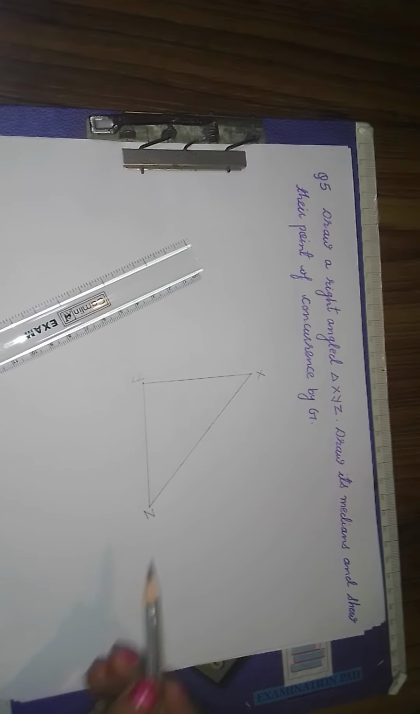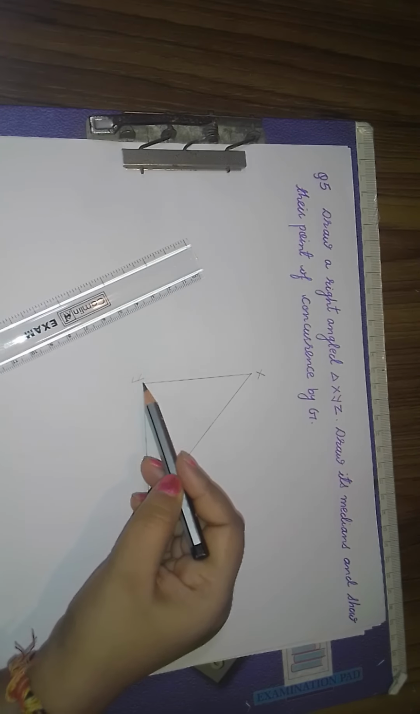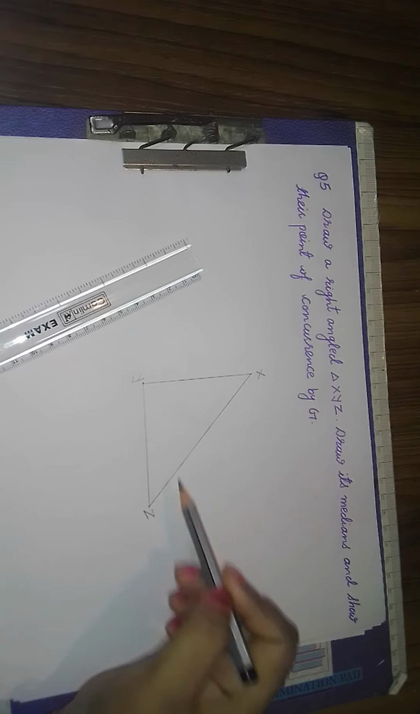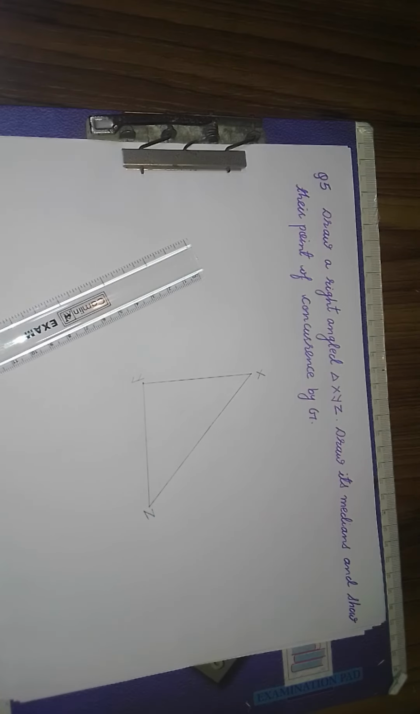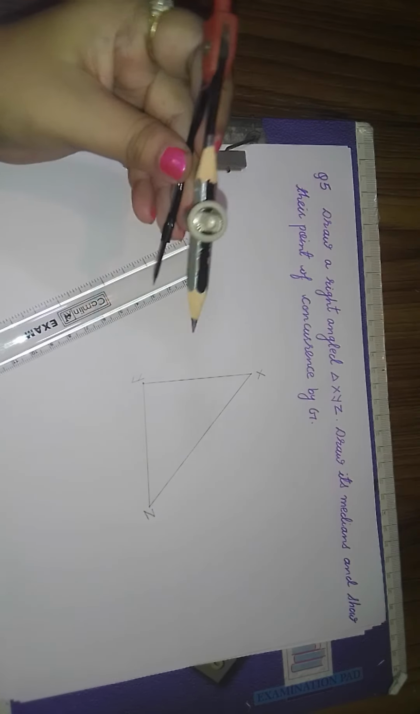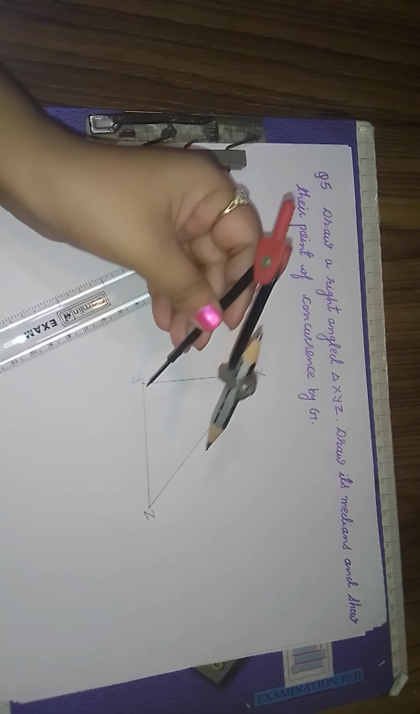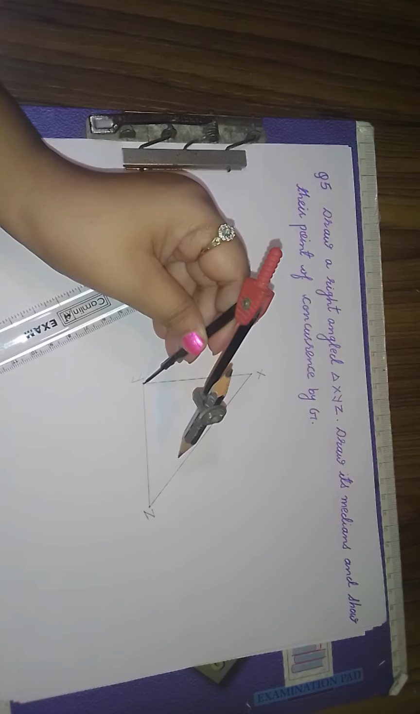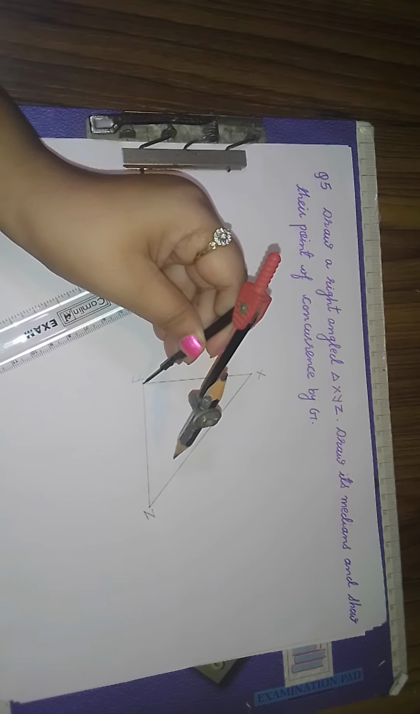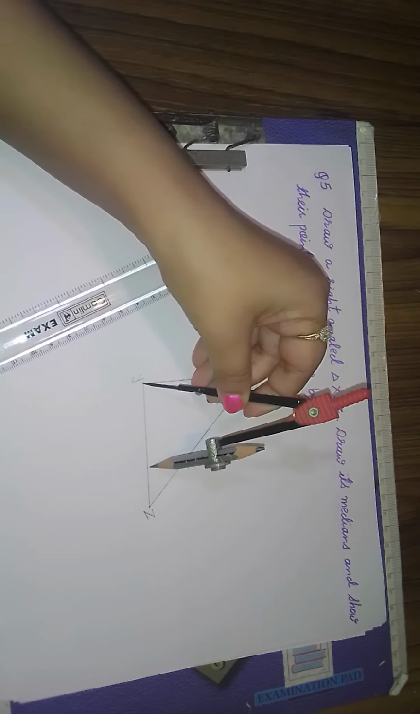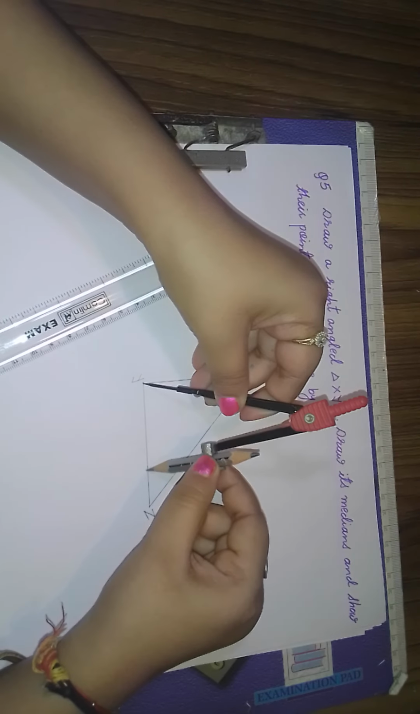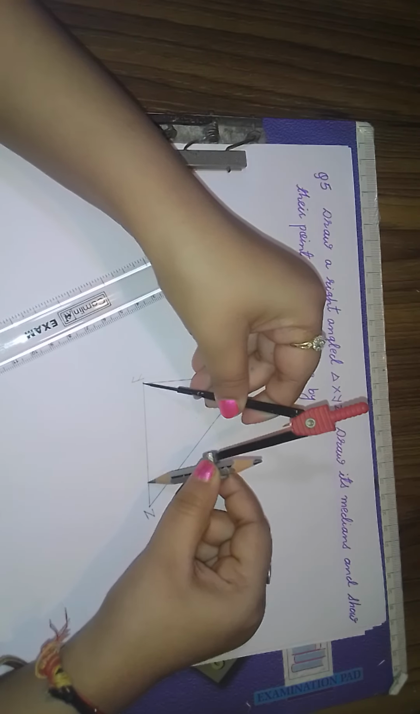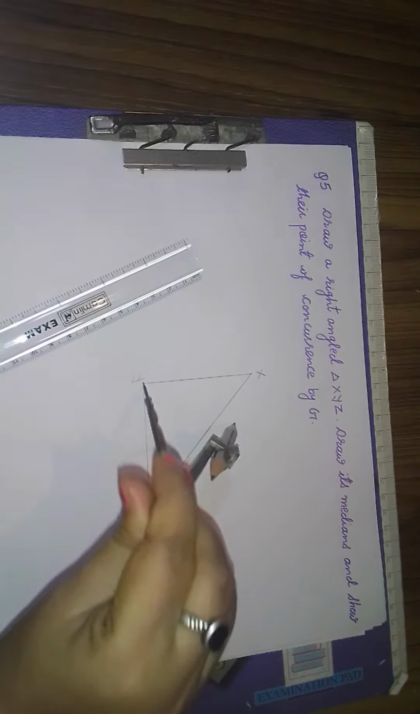You have to find the midpoint of your side YZ. How will you find the midpoint of your side YZ? By constructing the perpendicular bisector. So take your rounder, put it at your vertex Y. Yes, take more than half, like this, and draw an arc like this, students.